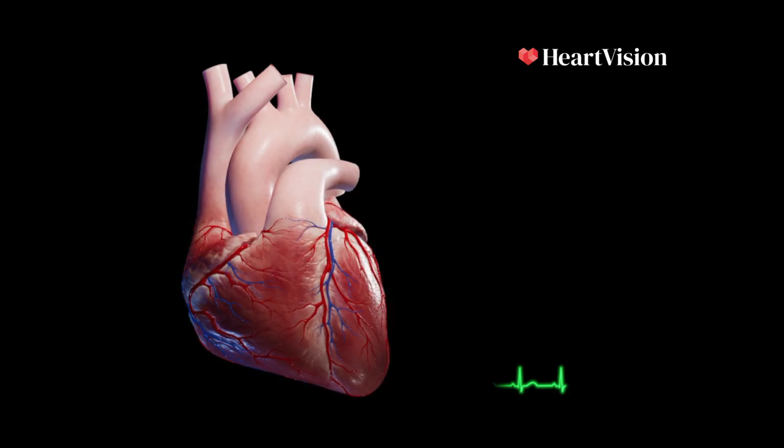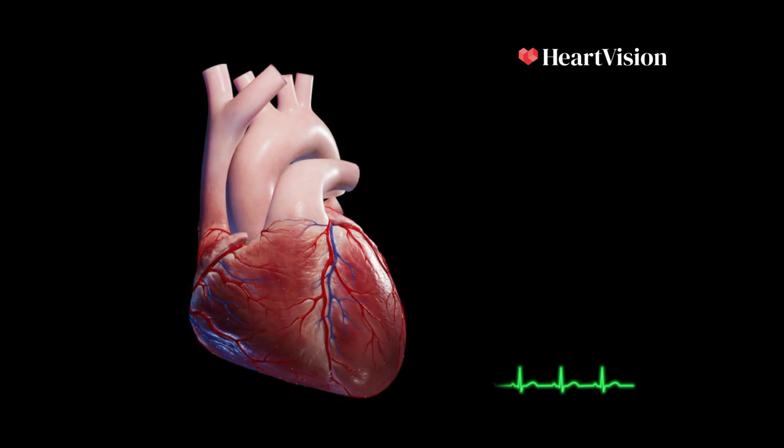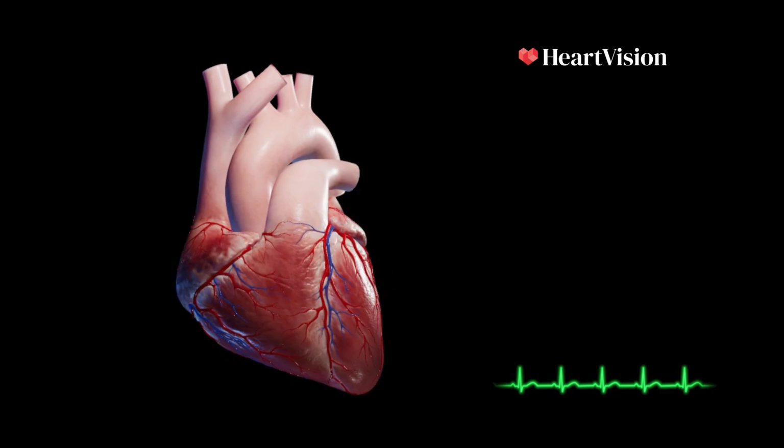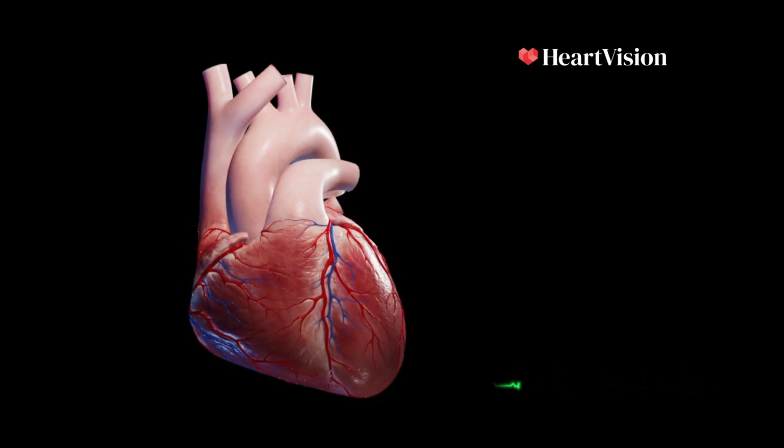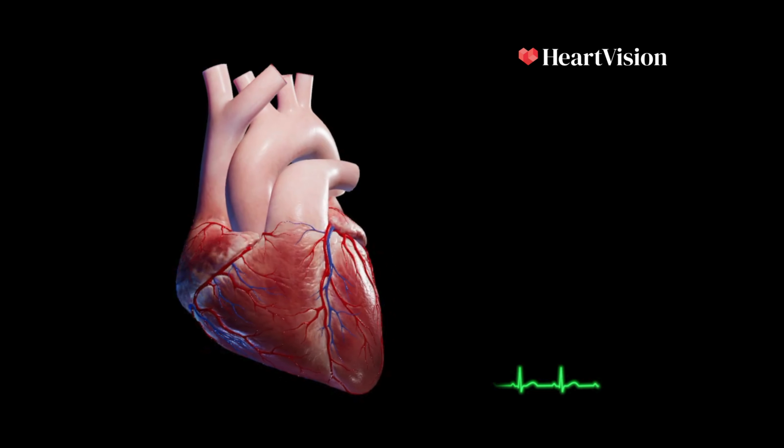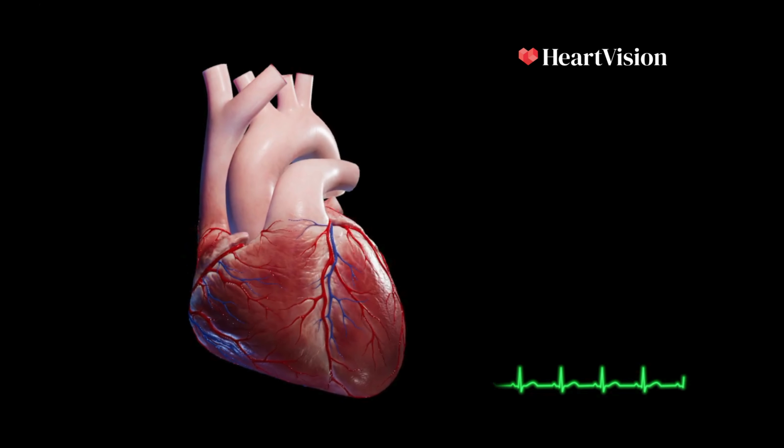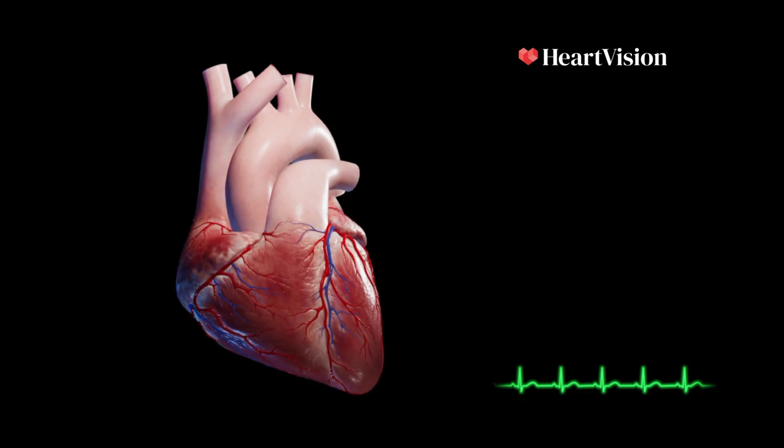The human heart is a powerful muscular organ located in the chest, slightly to the left, protected by the ribs, and positioned between the lungs. To understand heart disease, it's important to first learn about the heart's basic structure and function. In this video, we'll go over the outer parts of the heart.